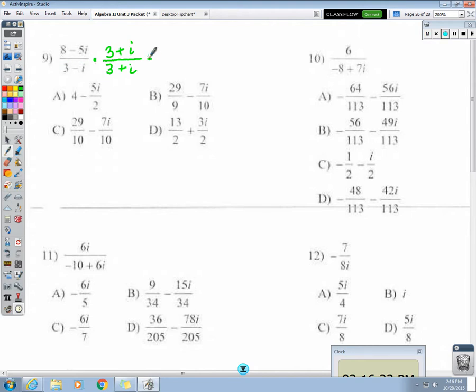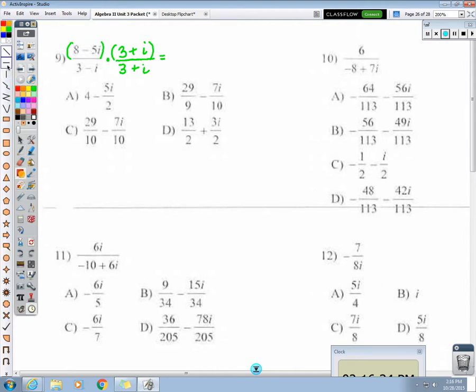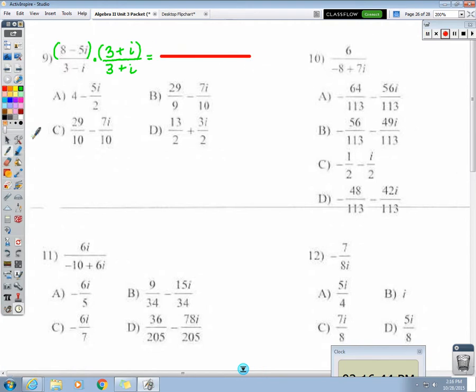Okay, so now when we go to multiply the numerator, what method do we have to use? FOIL. Okay, because we have a binomial times a binomial. So we're going to FOIL. Okay, what do I need to do first when I FOIL it? What multiplies together first? The 8 times the 3, which is 24. Then the next letter in FOIL is O, which is your outer terms. What are your outer terms? 8 times i, which is positive 8i.